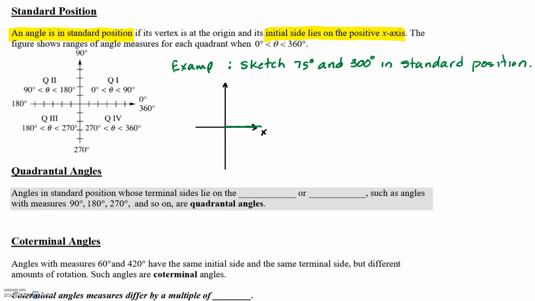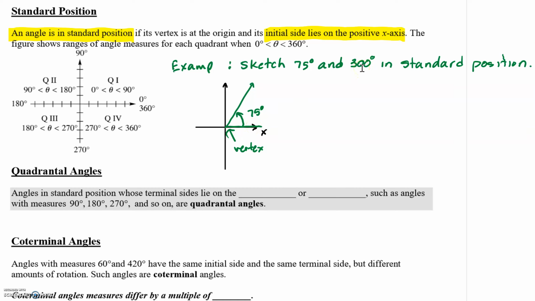And 75 degrees, well, we know that a right angle is 90 degrees. So that y-axis is up 90 degrees. So 75 is a little smaller than that. So that would be this angle right here. I'll draw a little arrow and label that 75 degrees. And we can see here, if we read this again, an angle is in standard position if its vertex, now this is called the vertex, is at the origin and its initial side, which is right there, lies on the positive x-axis.